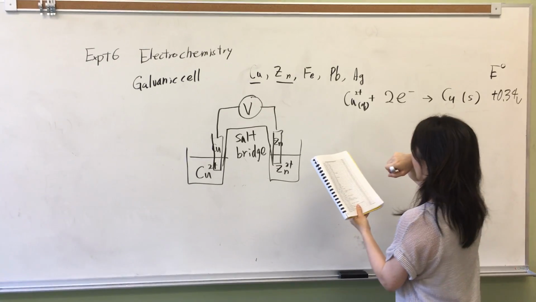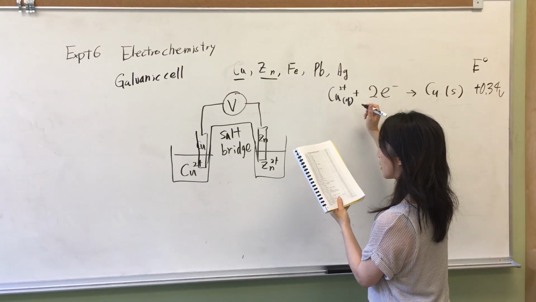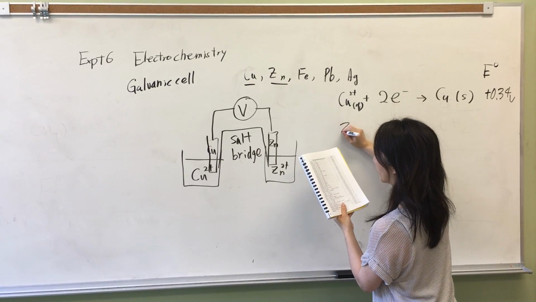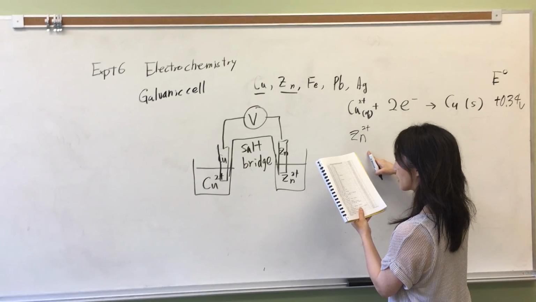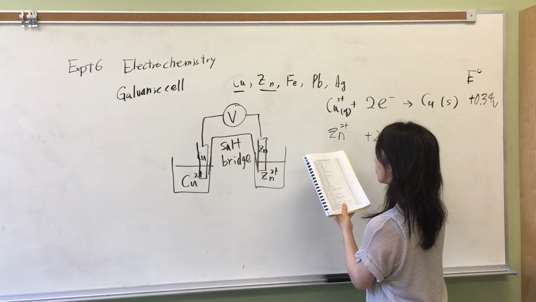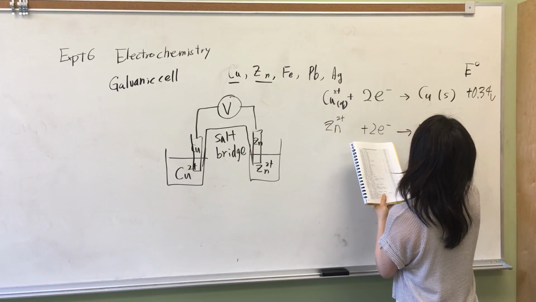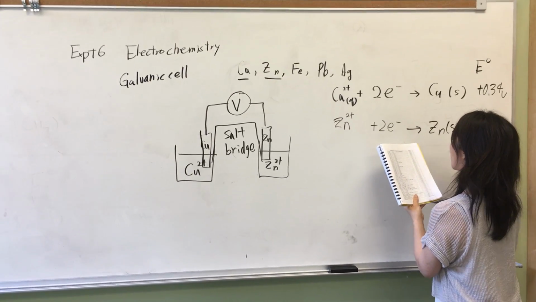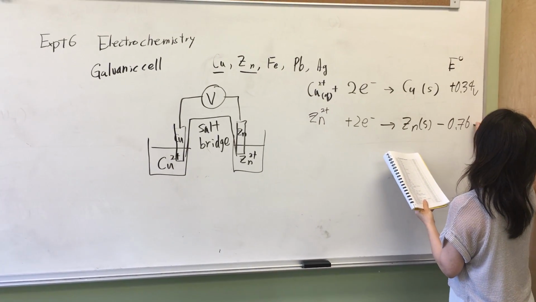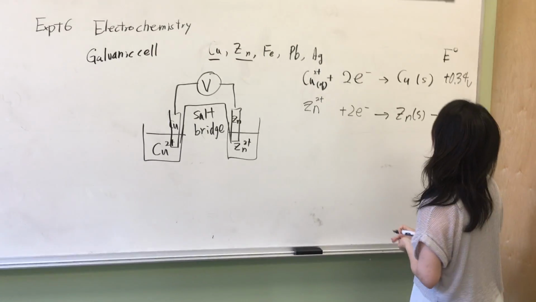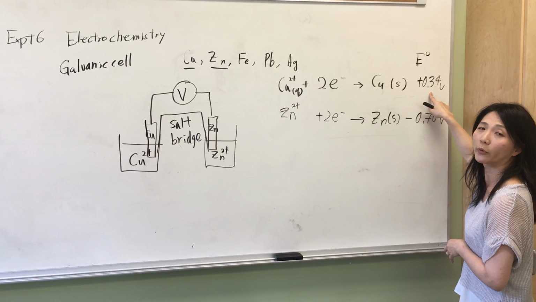And the next one is the zinc. So zinc also has a positive 2 charge, plus 2 e minus, and then it becomes zinc metal. Okay, that one is negative 0.76 volts.